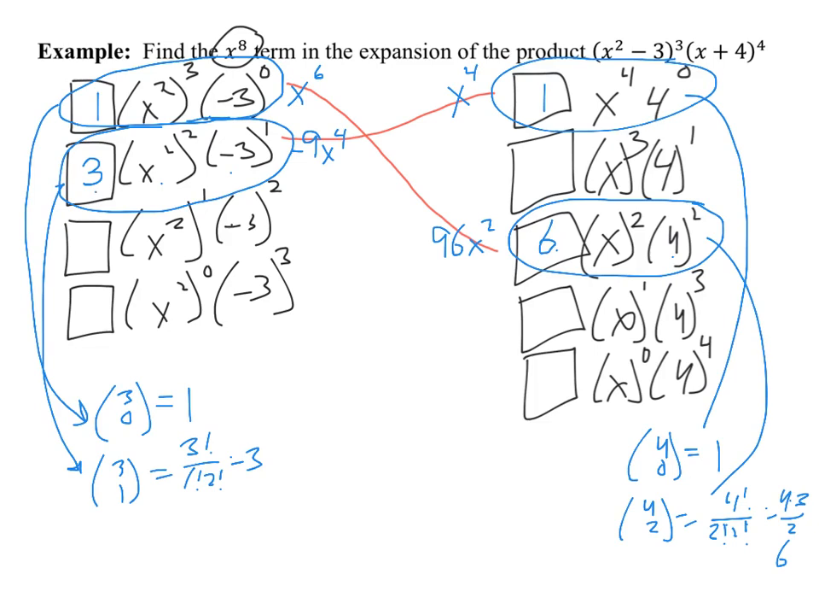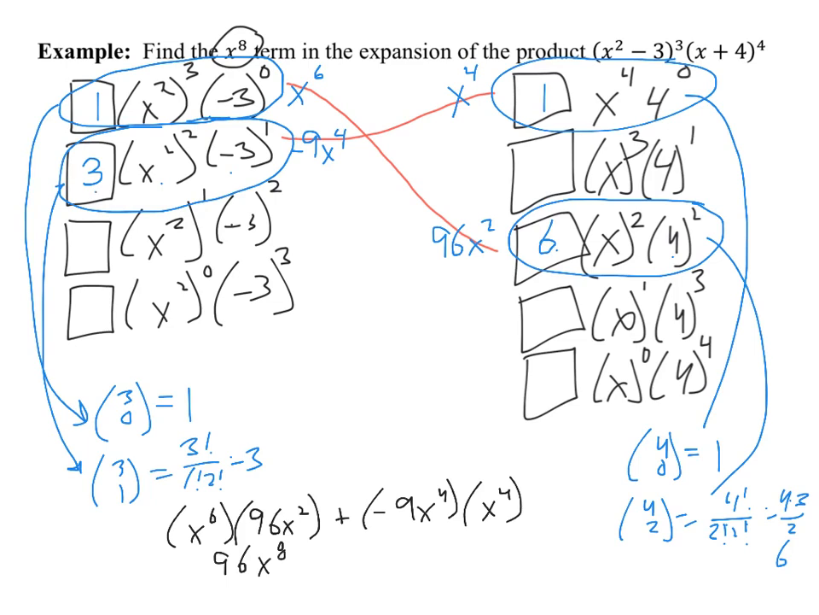Now that I've got these terms, all I have to do is follow these red lines that I had set out for myself. To get that x to the 8th term, I could do x to the 6th times 96x squared. And I could also do negative 9x to the 4th times x to the 4th. Expanding each of these, we get 96x to the 8th minus 9x to the 8th. And we can see that this final coefficient is going to end up being 87x to the 8th power.